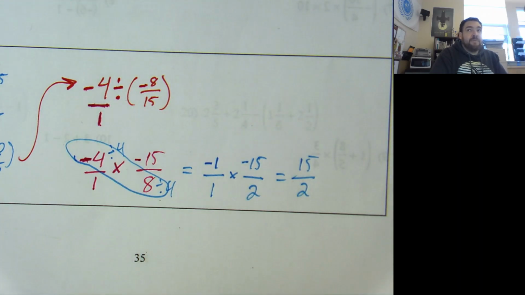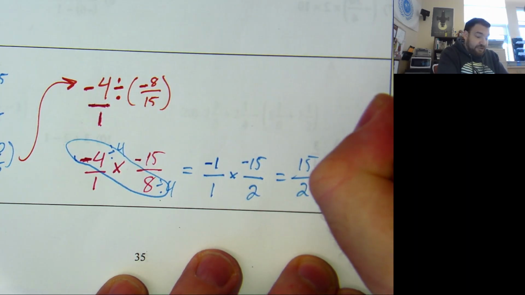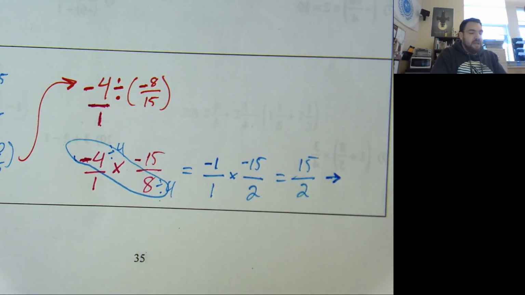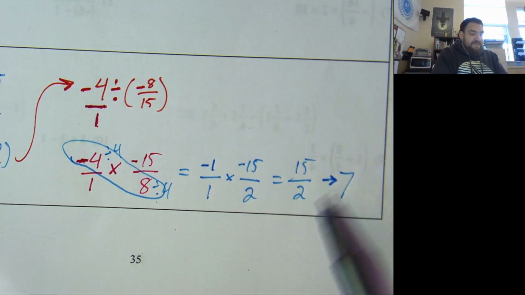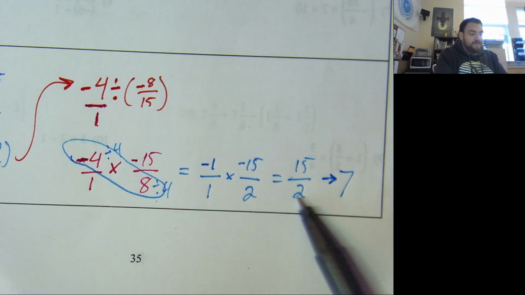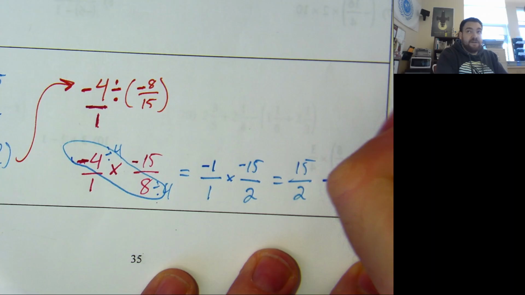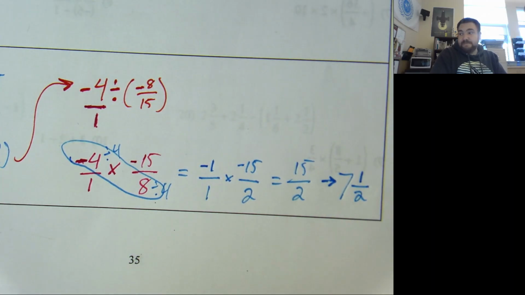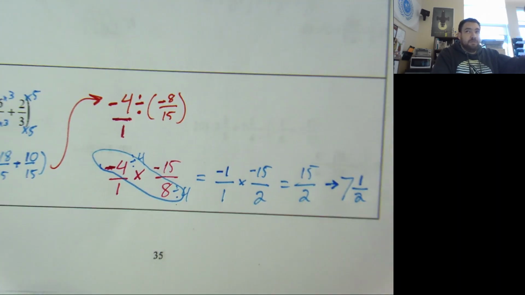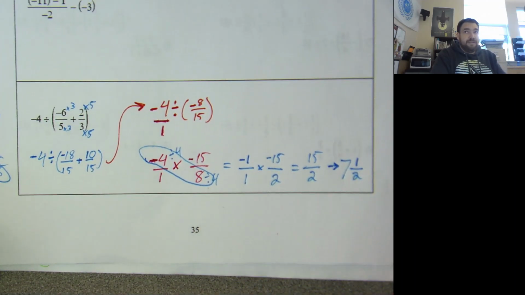Now, if you don't like improper fractions, you can change it to a mixed number. Again, you're not required to unless I tell you to specifically. What is 15 over 2 as a mixed number? How many times does 2 go into 15? Goes in 7 times. 7 times 2 is 14. 15 minus 14 is 1, and the denominator stays the same. That's it.